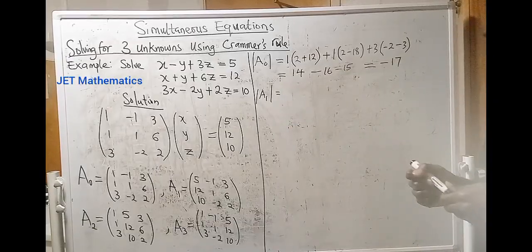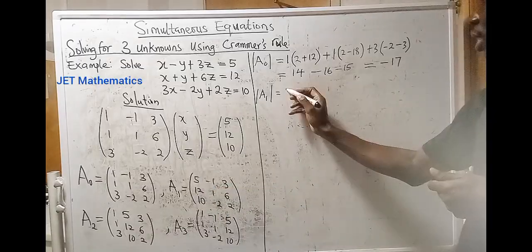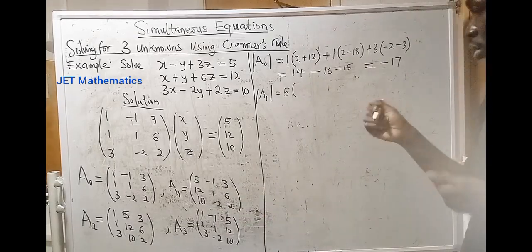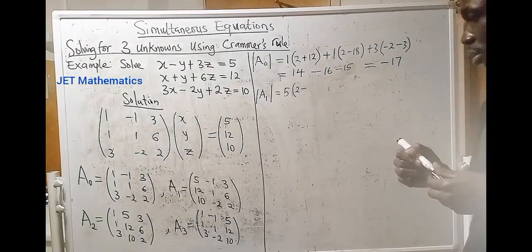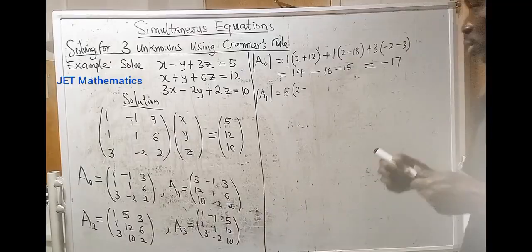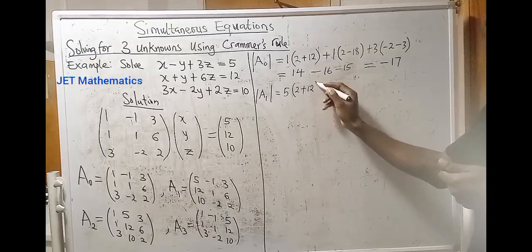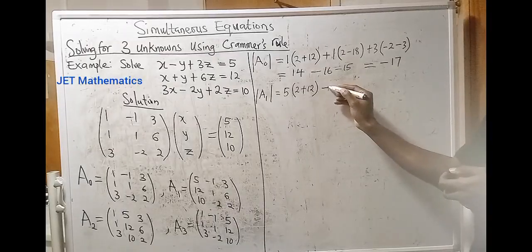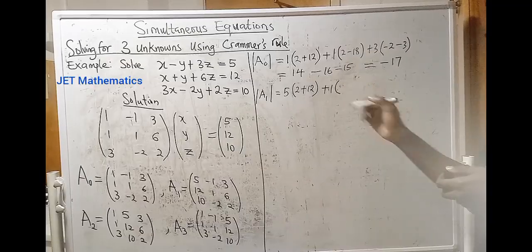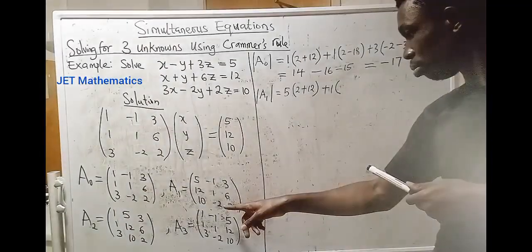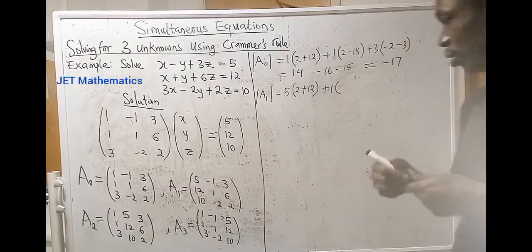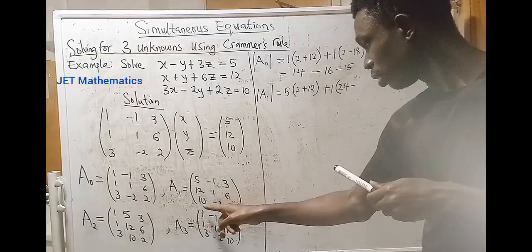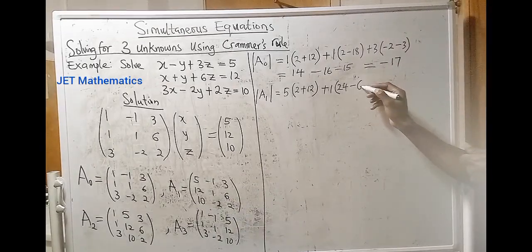The same method for A1. We start with 5. We have 5 aside. And then we have 2 times 1, 2, minus 2 times 6 is 12. So that becomes plus 12. Then we take the next sign here, which is minus. Minus becomes plus 1 into 2 times 12, 24, minus 10 times 6, 60.